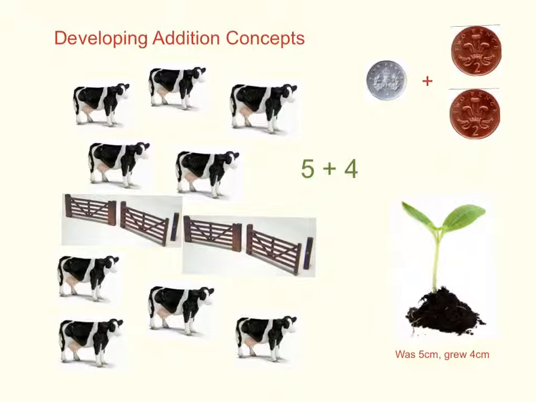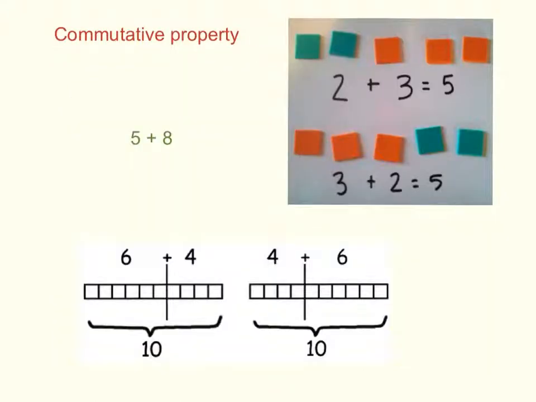using money. Here, the sum 5 plus 4 is used to represent three very different scenarios. At this stage, we encourage children to use informal written methods to help them as they calculate. The children will learn that the order in which numbers are added doesn't affect the total. This principle is taught using different equipment and images.